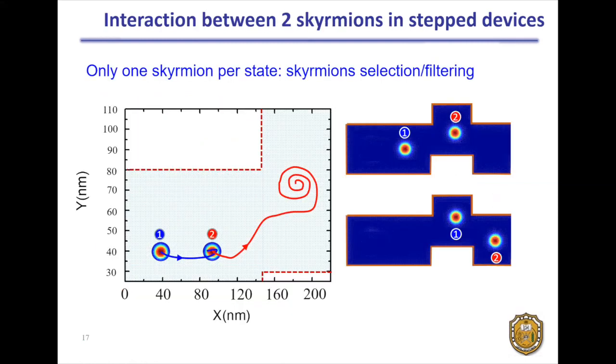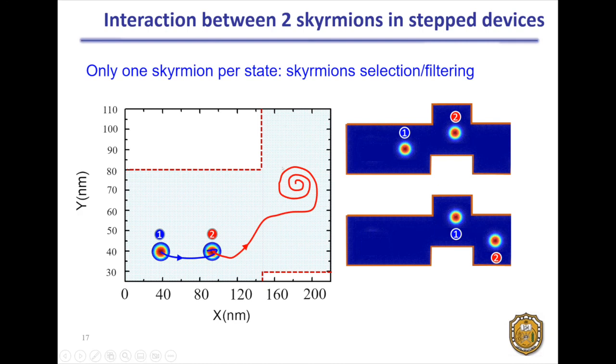Okay, this is just to show you the motion of skyrmions. We have here two skyrmions. The leading one is number two, and the trailing one. It looks like this interaction is very interesting and beneficial for the motion of the skyrmions, and skyrmion 2 could stabilize in this constriction region, the step region here too.